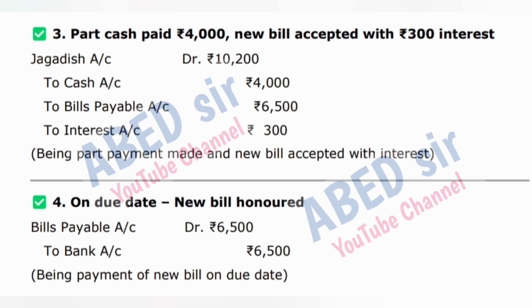4. On due date new bill honored. Bills Payable A/c Dr. 6,500 rupees. To Bank A/c 6,500 rupees. Being payment of new bill on due date.